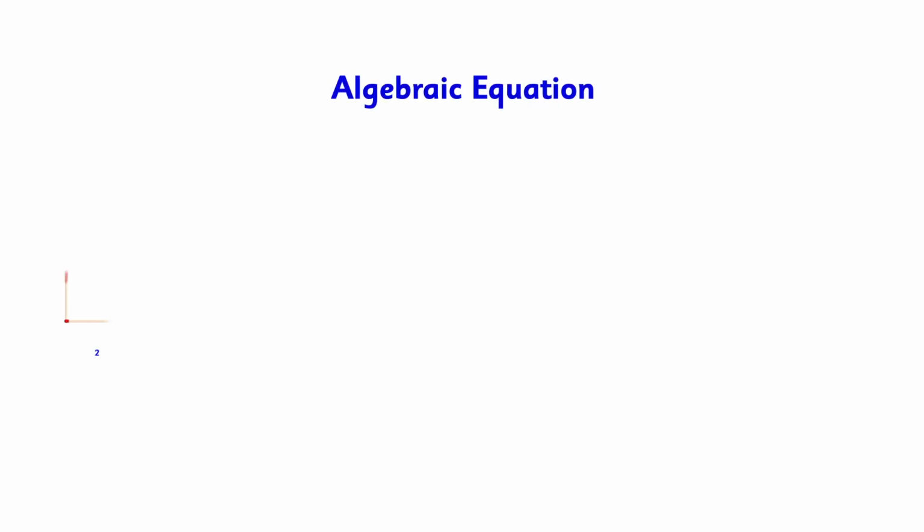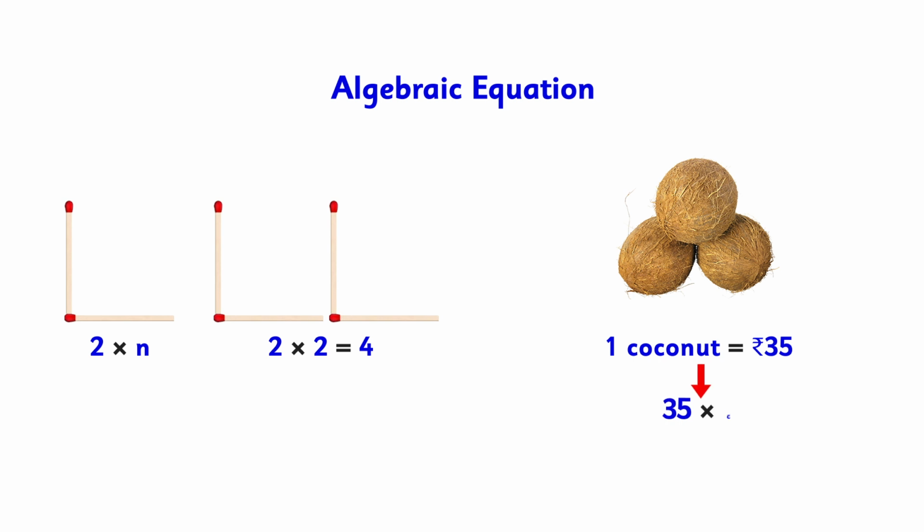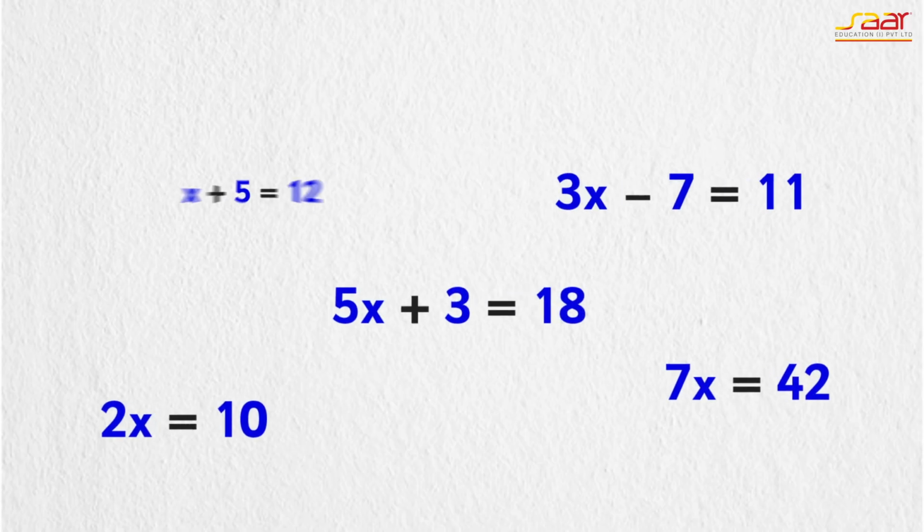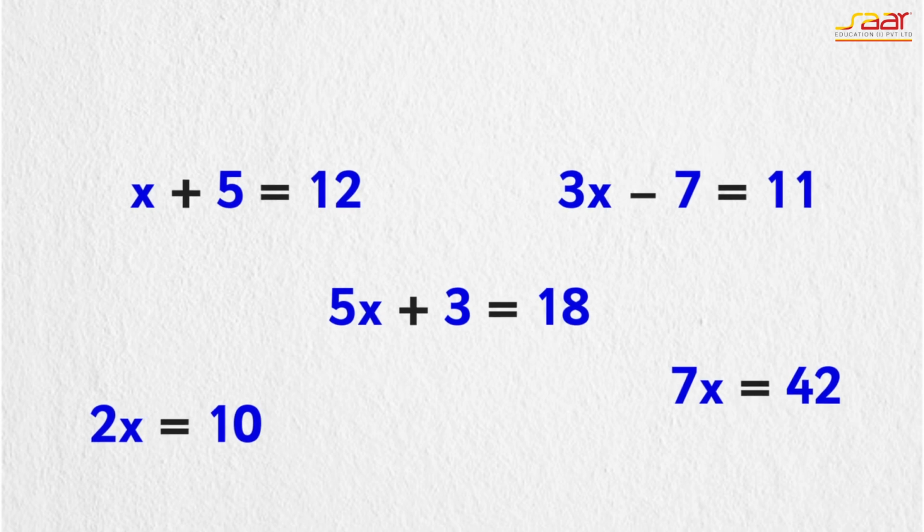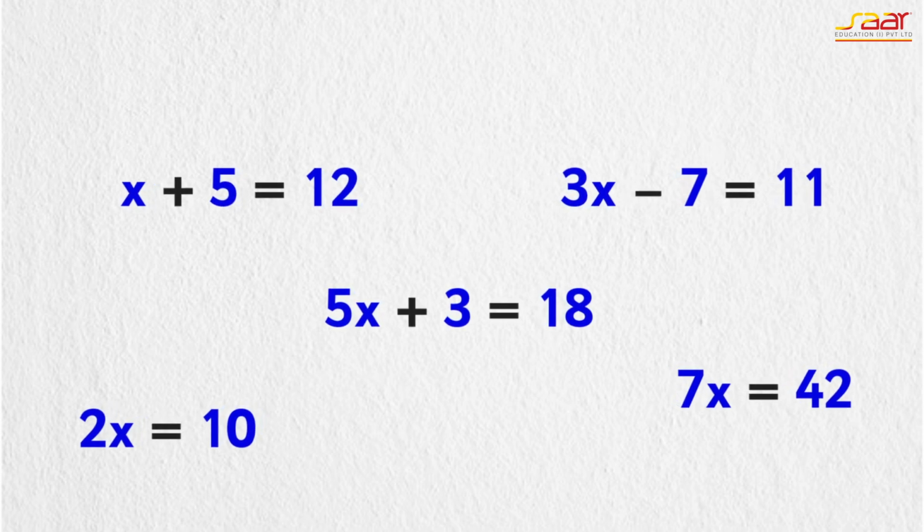We see this everywhere. The number of matchsticks needed to make N L shapes is 2 times N. The total cost for C coconuts at 35 rupees each is 35 times C. Variables help us write general rules and formulas. You've just taken your first step into algebra, the language of patterns and relationships.